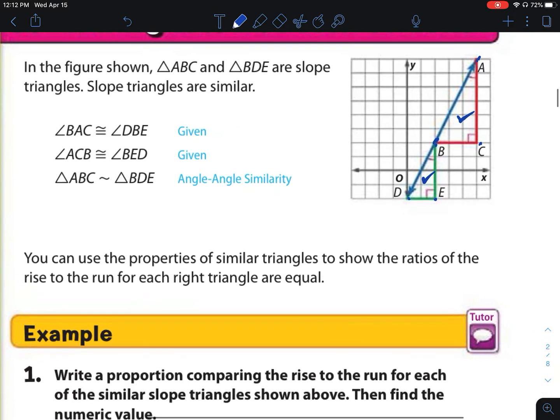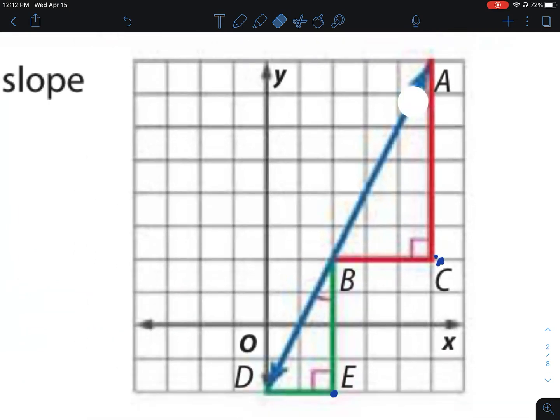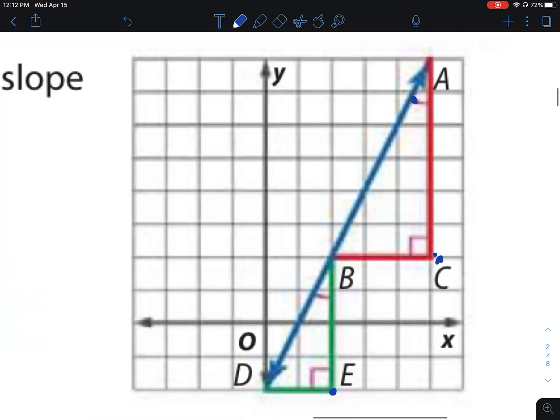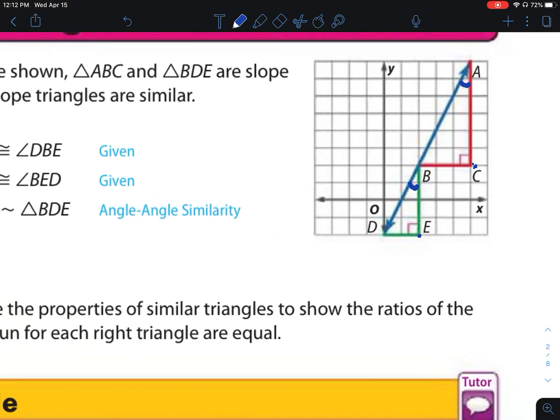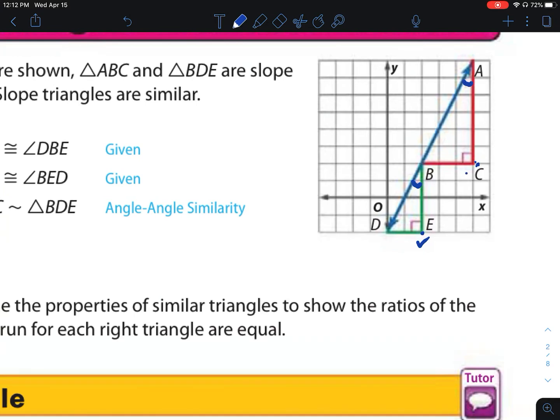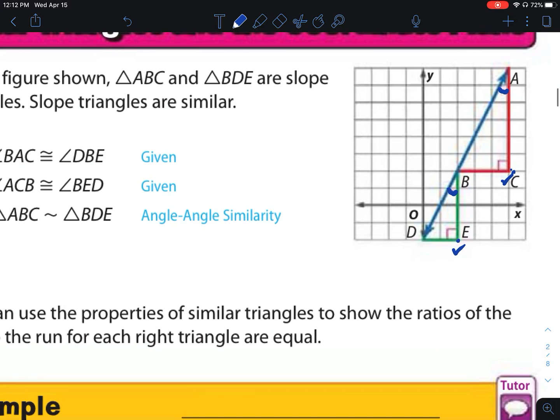So we know for a fact that angle BAC, which is this one right here, is congruent to angle DBE right there. Why do we know that? Because they both have the same arc. So this one has this arc right here, and this one also has the same arc. And since both of them are right triangles, they're congruent to each other as well.